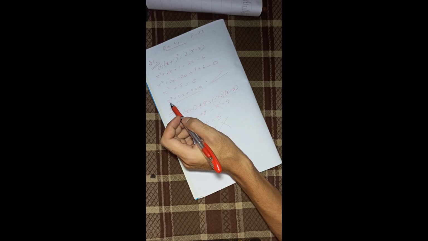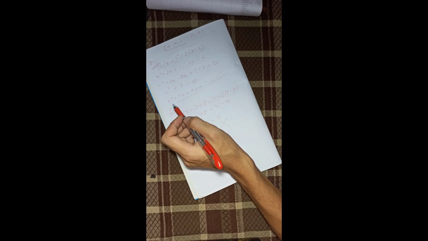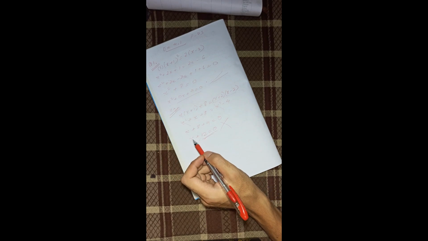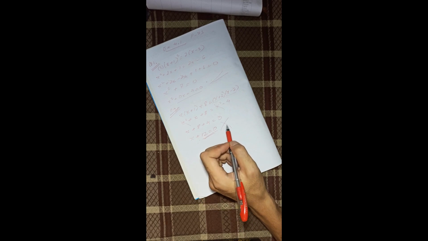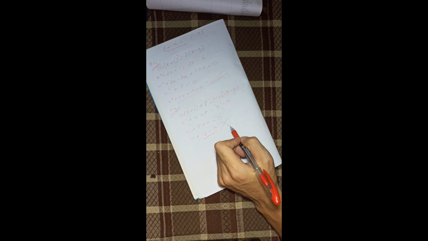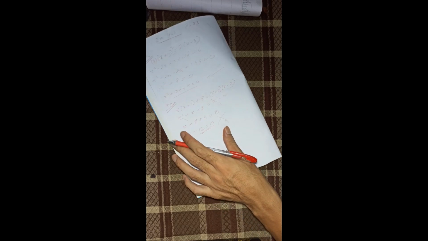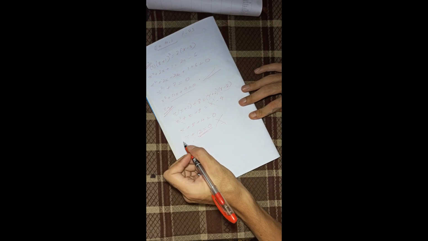The degree of the variable here is 2, but here the degree of the variable is not square, so this is not a quadratic equation. So you have to keep that in mind in order to avoid confusion.